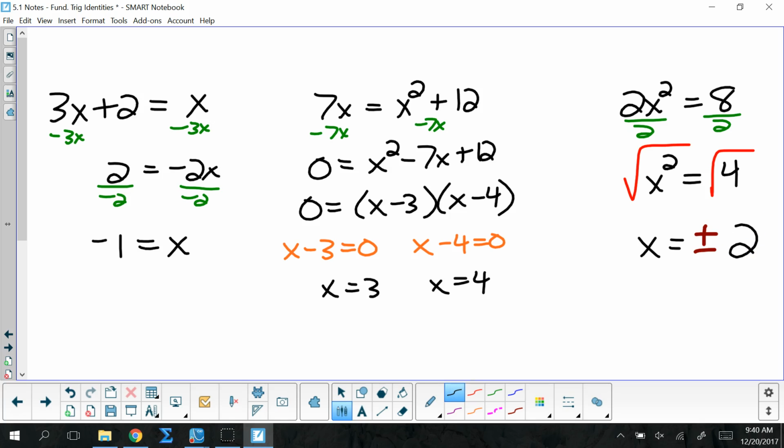Okay. Can you handle that? That's the next 2 days in pre-calc. Except instead of x, it's going to be a trig function. It's going to be like cotangent of x. But it is the same. It is the same.